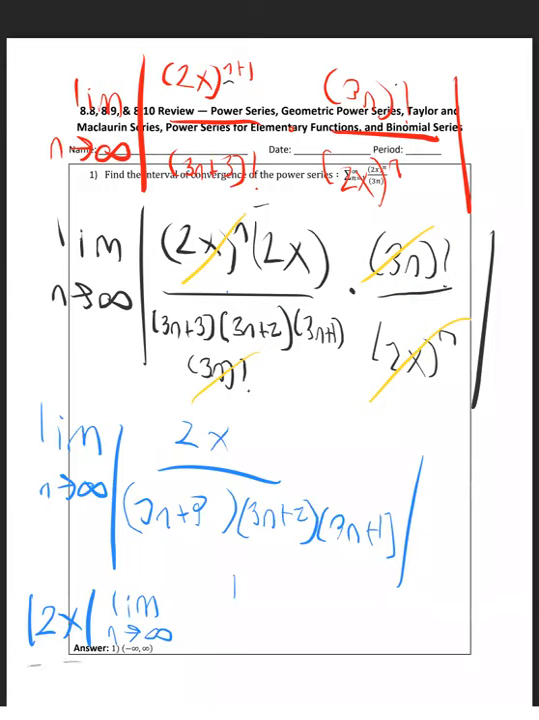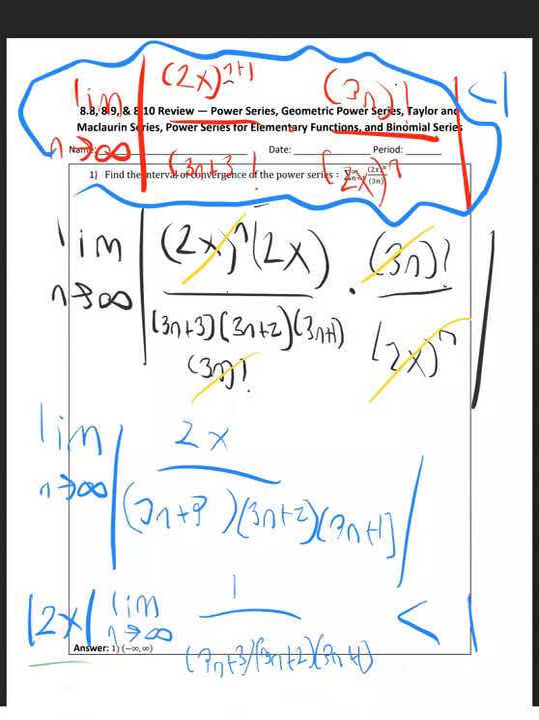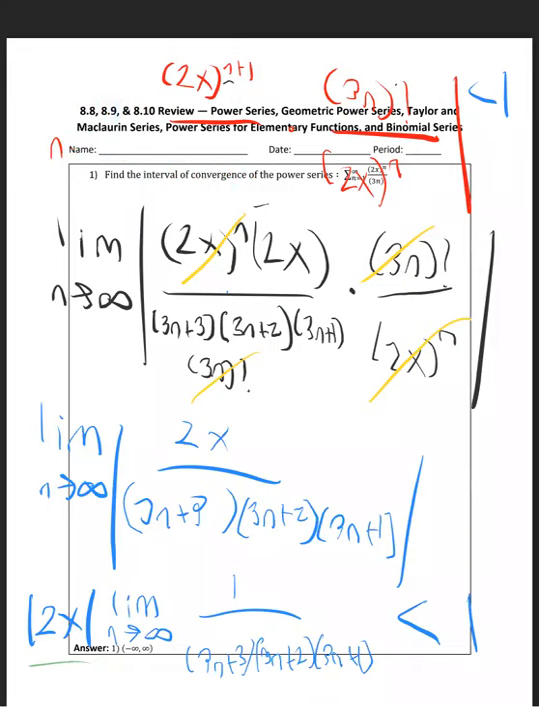So basically what we're left with now is 3n plus 3, 3n plus 2, a whole bunch of 3n's and whatever. And we're trying to see when this is less than 1. Because according to the ratio test, if the formula that we did from the beginning, all of this, is less than 1, then it converges. And we're trying to find the interval of convergence. I know I kind of blocked it out, but you can see it right here. Interval of convergence. That's the whole point of this.